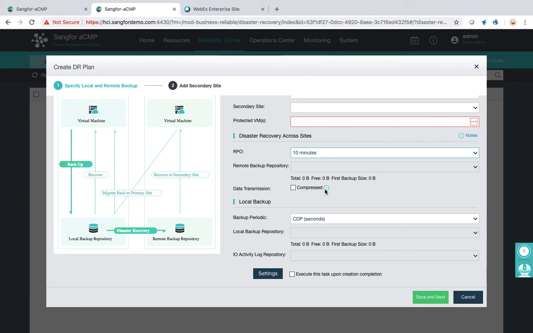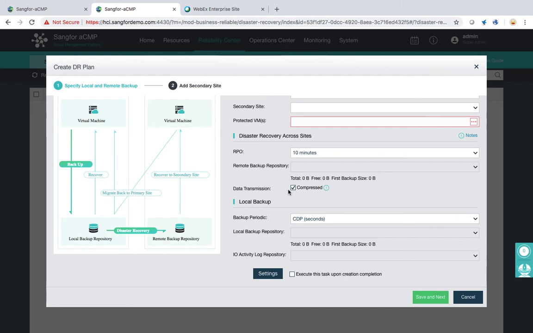And of course, you can compress the data during the data transmission. After you enable compression, the data will be compressed first, and then transferred over the wire to the secondary side. After it's compressed, the bandwidth requirement will shrink as well. So the compression ratio for our aCloud platform can be up to 50%.